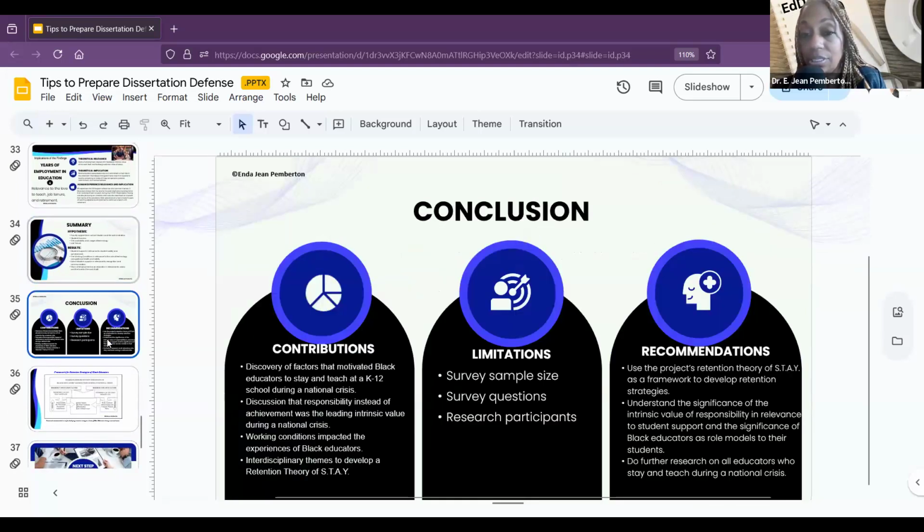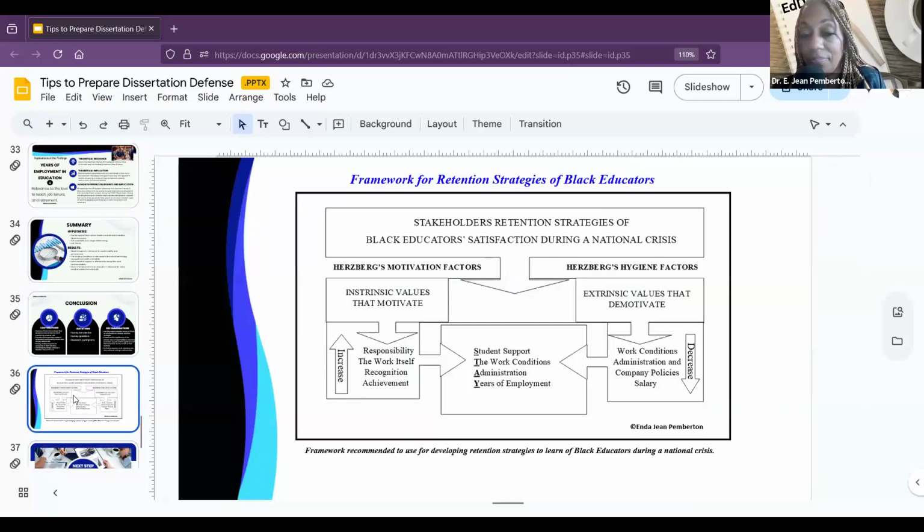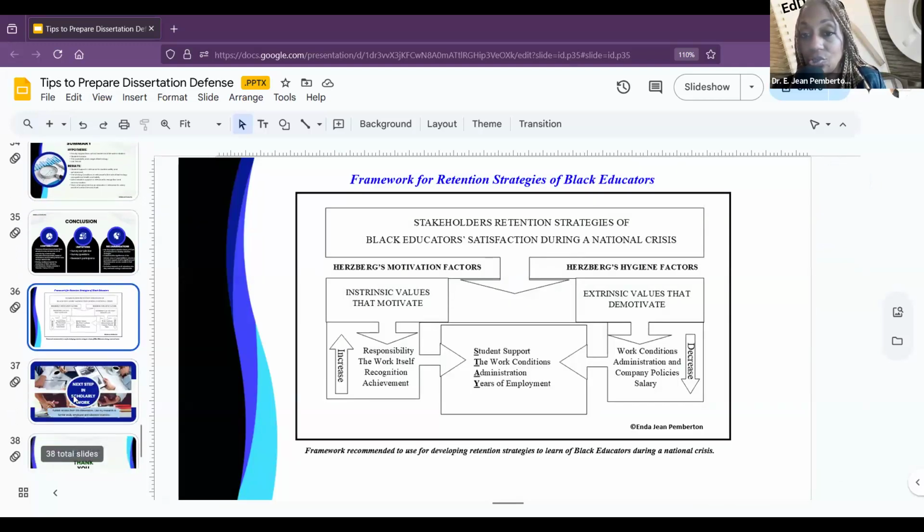You definitely want a summary slide and a conclusion slide. And again, we talked about contributions, limitations, recommendations. And with my theory, I created a framework as well for retention strategies of Black educators who taught and satisfaction, how to keep them satisfied while they're teaching during a national crisis. So that is my actual framework that I have.